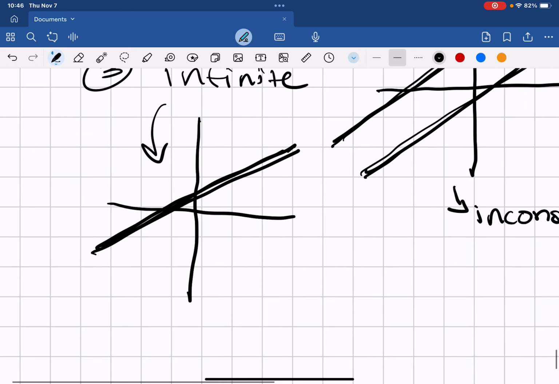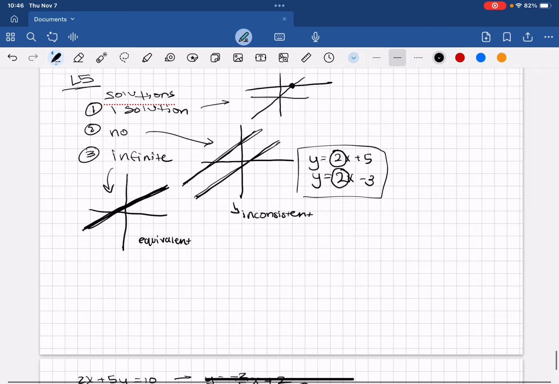And then our lines that are directly on top of each other and have an infinite amount of solutions are going to be our equivalent equations. And that makes sense because they are the same thing. Okay, those are those 2 lessons.